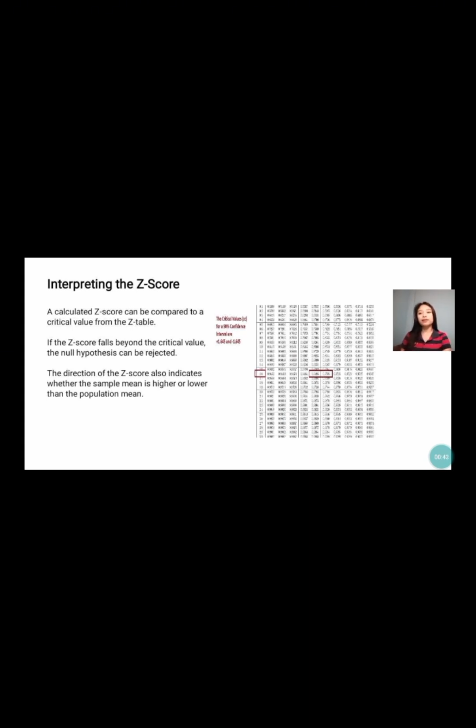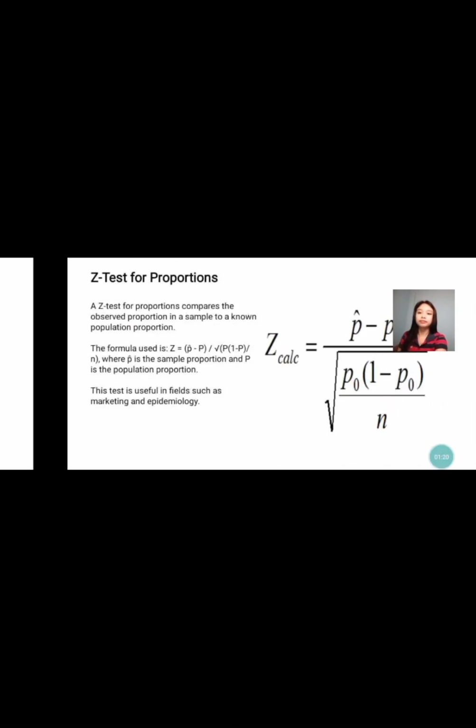Interpreting the z-score. A calculated z-score can be compared to a critical value from the z-table. The critical values for a 90% confidence interval are 1.645 and minus 1.645. If the z-score falls beyond the critical value, the null hypothesis can be rejected. The direction of the z-score also indicates whether the sample mean is higher or lower than the population mean.